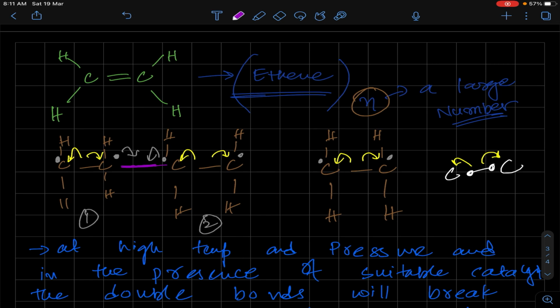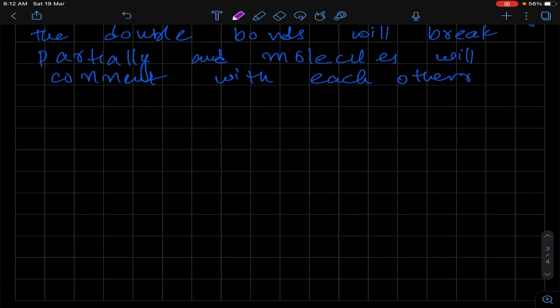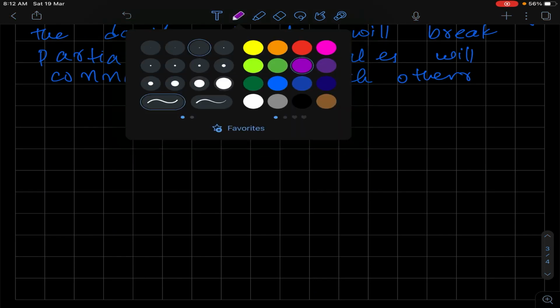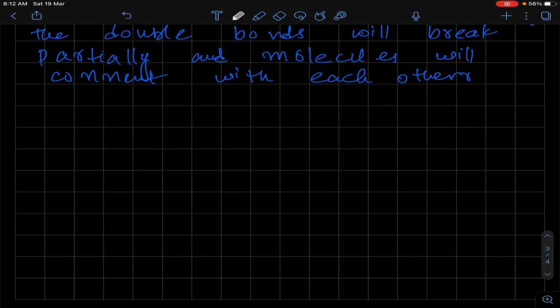The same thing happens between molecule number 2 and molecule number 3. Both the carbon atoms will share their electron. So now we have 6 carbon atoms in the molecule. And this thing goes on and on because we have a large number of molecules, right? So this thing would be continued on the right hand side, and this thing would be continued on the left hand side.